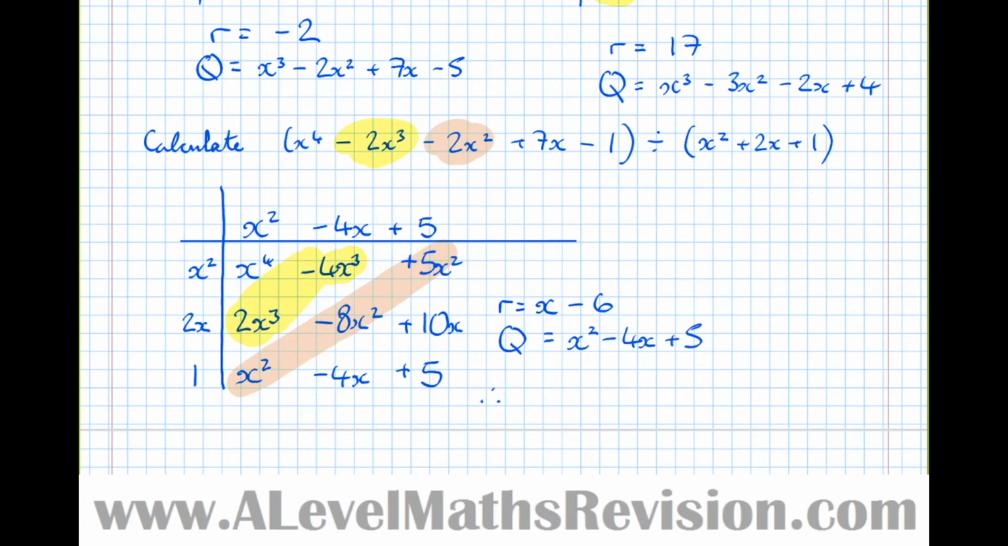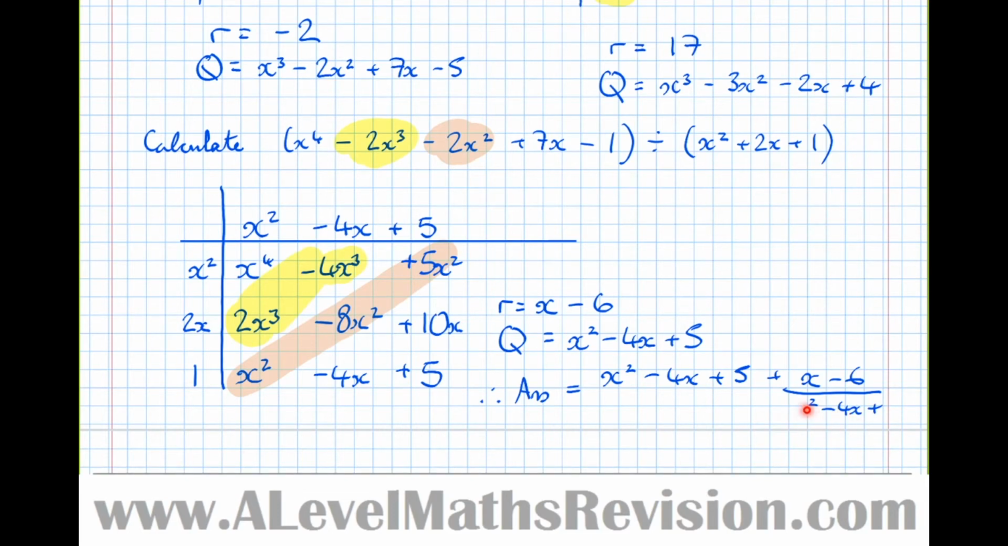Therefore, the answer is equal to the quotient, x squared minus 4x plus 5, plus the remainder divided by what we were asked to divide by, which was x squared plus 2x plus 1. There we go. So there it is there.